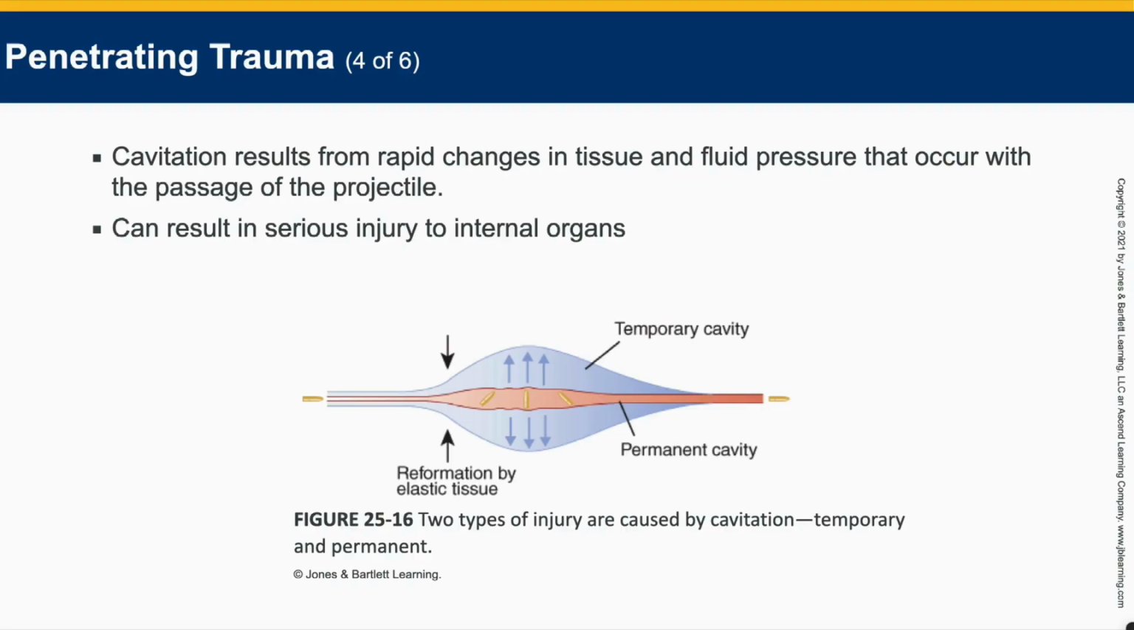The problem is the temporary cavitation can cause significant damage to surrounding organs and structures, even if they weren't in the direct path of the bullet. So again, what you see externally or what you think the path is might not reflect the true extent of the injury.